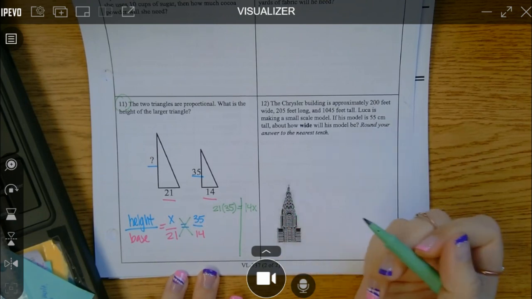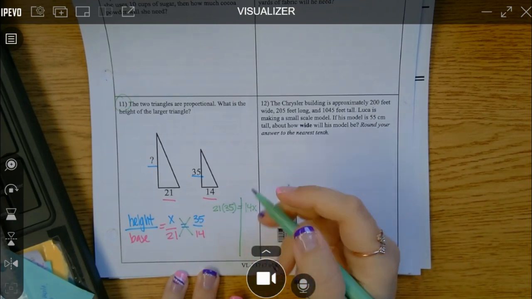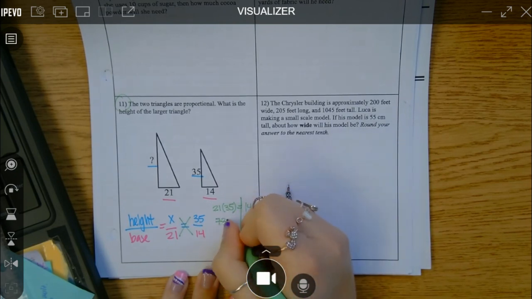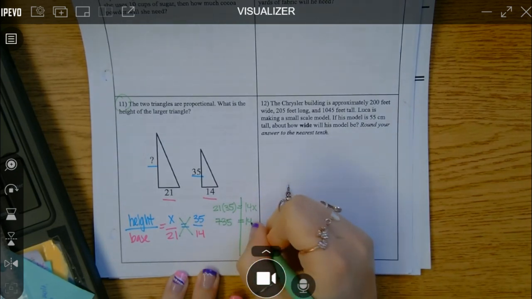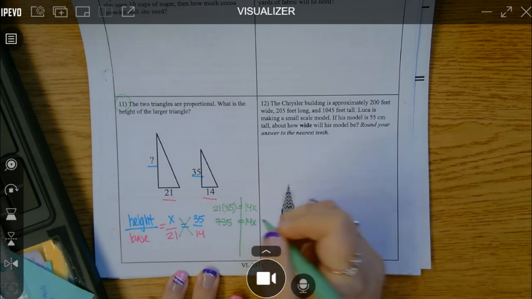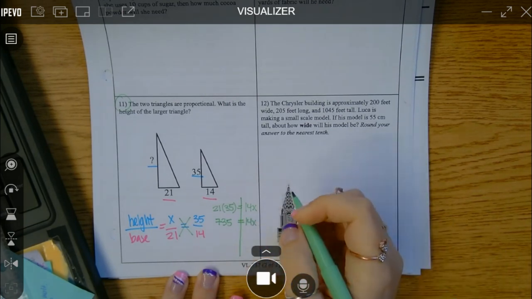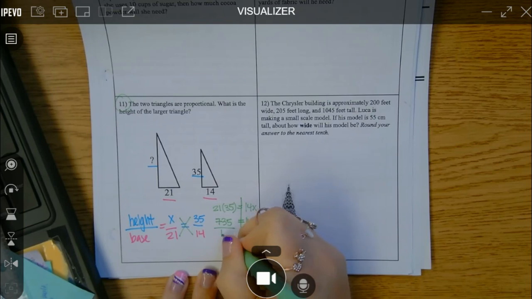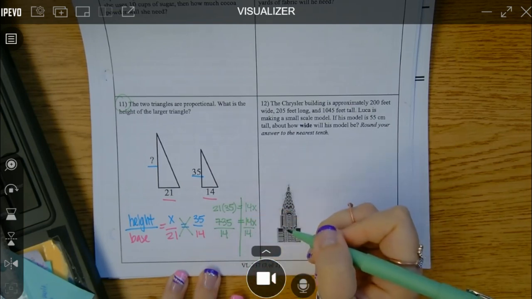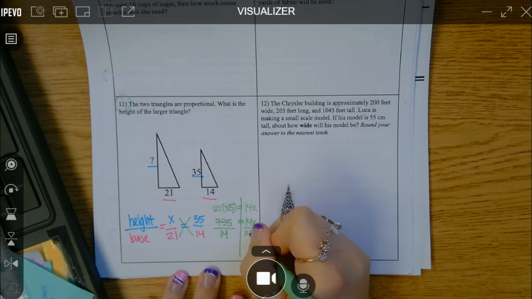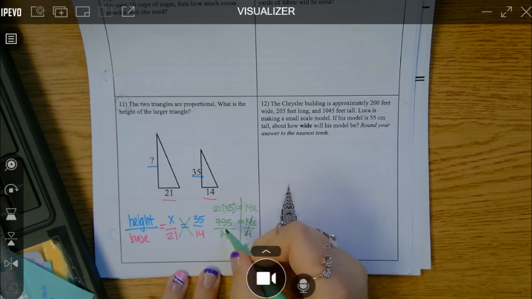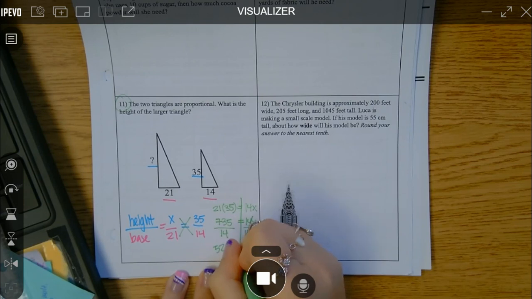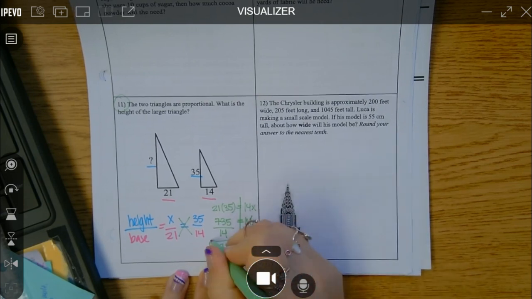So now let's go ahead and just type that in. What's 21 times 35? 735. And set that equal to 14x. Now, how do you get x by itself? I need to get rid of that 14, and they're being multiplied. So the inverse of multiplying is to divide by 14. I can do that as long as I do the same thing to the other side. Why did I do that? Because anything divided by itself is 1, and now you have 1 times x, which is just x. And 735 divided by 14, what do you get? 52.5. So that's my final answer.